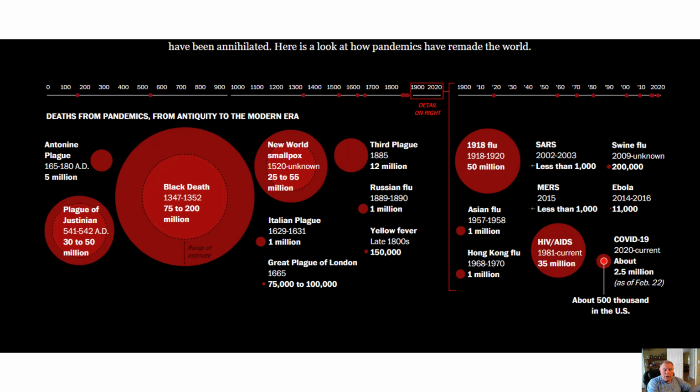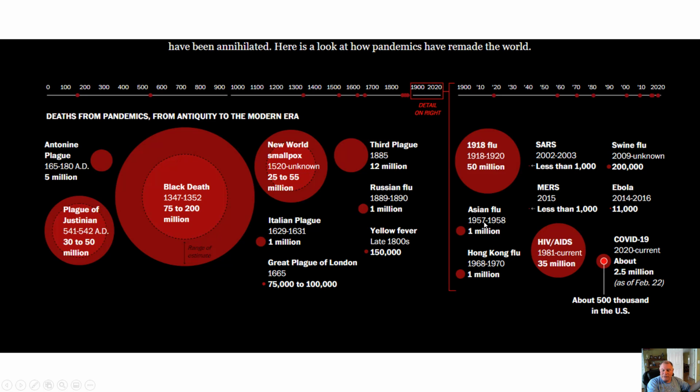Across the board. Then we got into the smallpox, more from a New World perspective. 1520 is when it seems to start. It still exists in part of the world today, and that's killed between 25 and 55 million people. The Italian plague from 1629 to 1631, million people. The Great Plague of London, which was 1665, 75 to 100. Third plague, they called it, in 1885, 12 million. The Russian flu, yellow fever in the late 1800s, not that bad, only 150,000. Then we had the Spanish flu, the flu of 1918, killed 50 million people.